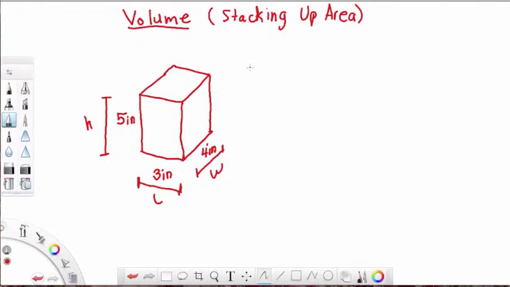The way we find volume is we take these three dimensions, for a rectangular prism that is, and we simply multiply them all together. We take the length times the width times the height. We multiply them together, and we will get the volume, the amount of space or cubes that will fit inside of this 3D figure. Our length is 3, our width is 4, and our height is 5.